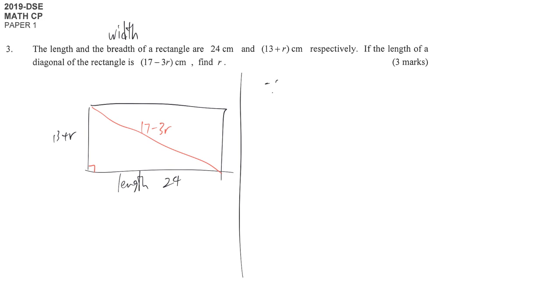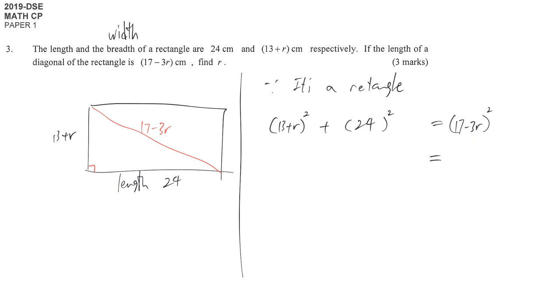So since it's a rectangle, we know that the two sides squared added together is equal to the diagonal squared, or the longest side of a triangle squared. So we just simply try 13 plus r and also 24, and the outcome should be 17 minus 3r squared. And then we try to expand it and solve for r.